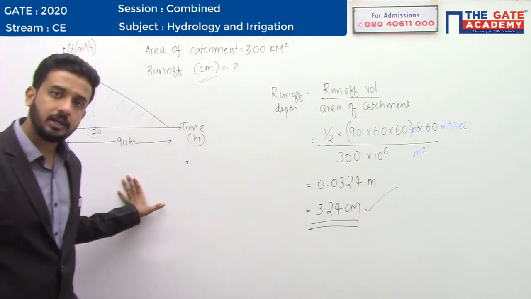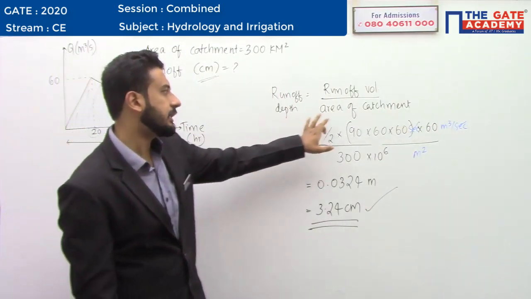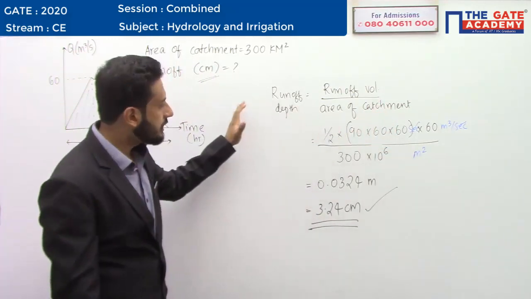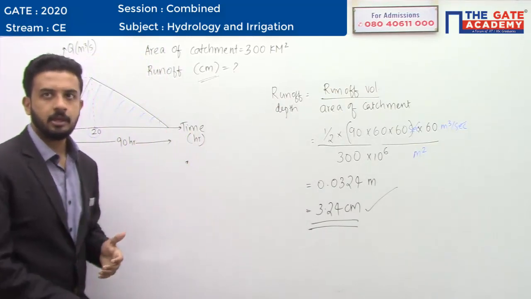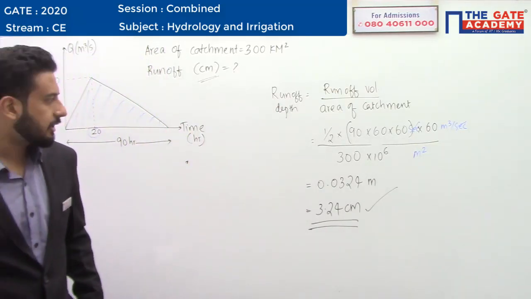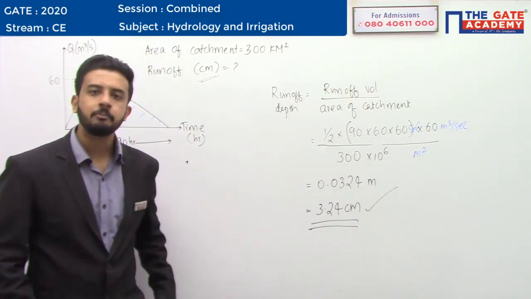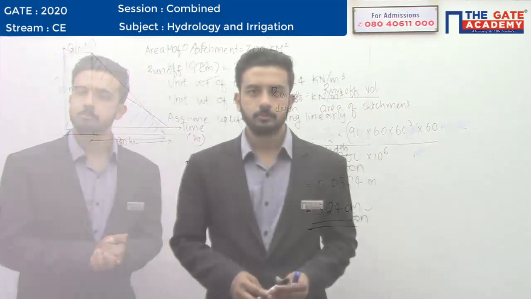If it was a unit hydrograph, instead of asking for the depth, they may be asking you the catchment area and all. Then at that time we will put our left-hand side as 0.01 meter and proceed. Very important concept, hydrograph. This time also the question appeared as expected. Hope you understood the solution.